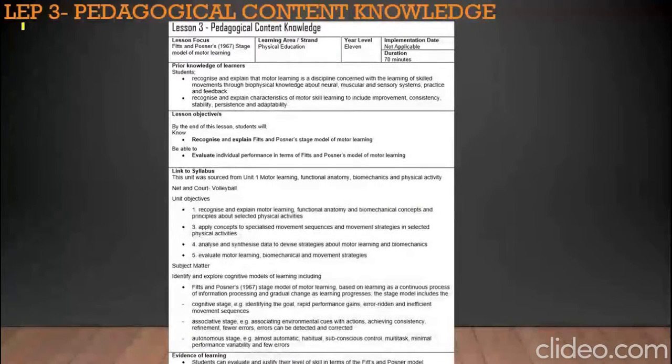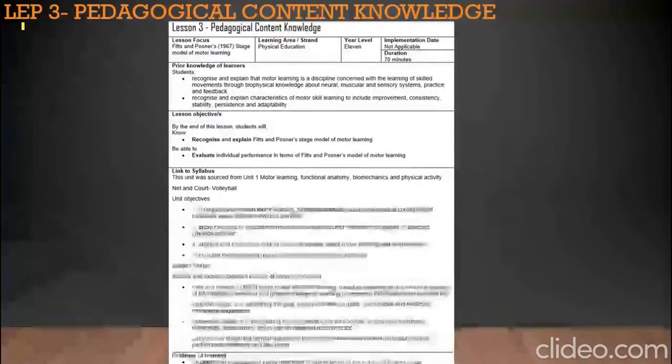The next lesson focuses on pedagogical content knowledge and is linked to the syllabus Unit 1, Motor Learning, Functional Anatomy, Biomechanics, and Physical Activity. The lesson focuses on Fitz and Posner's stage of motor learning. Fitz and Posner's model of motor learning.